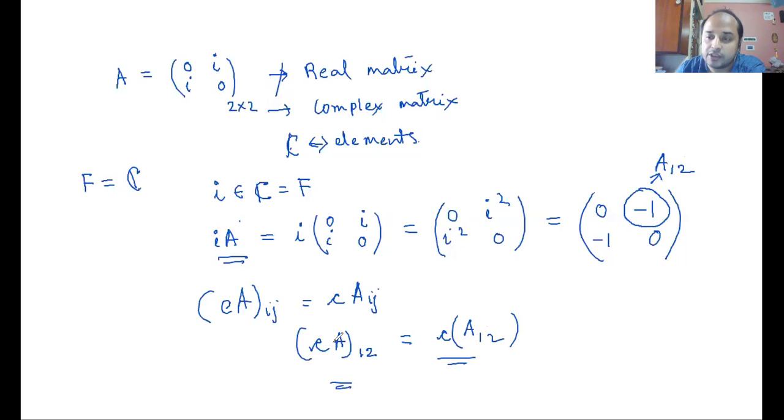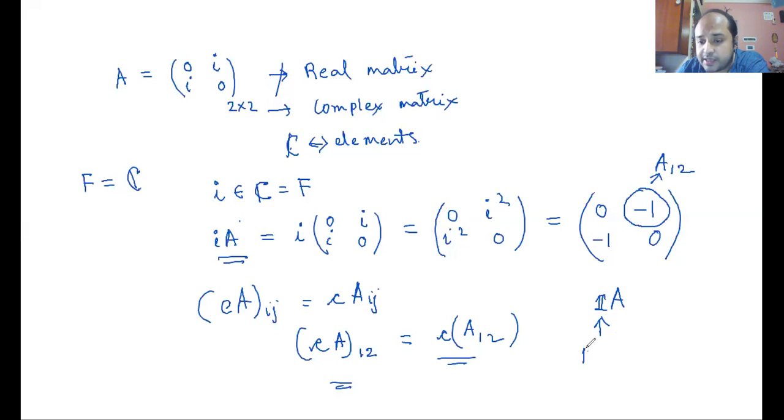Now in place of c, suppose I have taken the unit element 1. If you consider 1 as a real number and you are considering a real matrix, then 1 will get multiplied by each and every element. And therefore I have written 1. This is just a symbol.